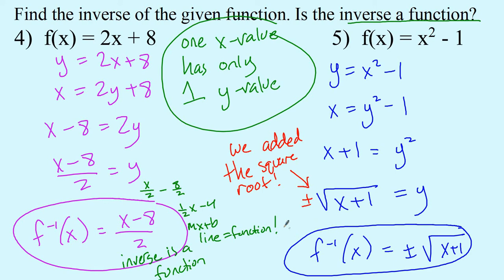Now, let's see. Now we look at this one. Well, if I plug in a value, so when x equals 0, we get plus or minus the square root of 0 plus 1. Plus or minus the square root of 1, plus or minus 1, I get 1 and -1. I don't like that.